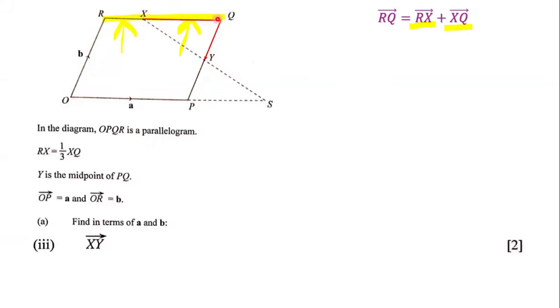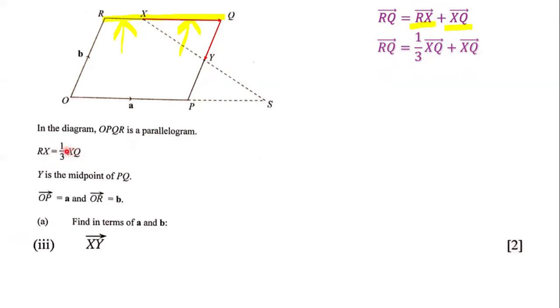Next, what else do we know? What do we know about RX? It says right there, RX is equal to a third of XQ. That's what RX is. And so that means that RQ is equal to a third of XQ plus XQ. And that's very important, because all we did was substitute for RQ this particular value.